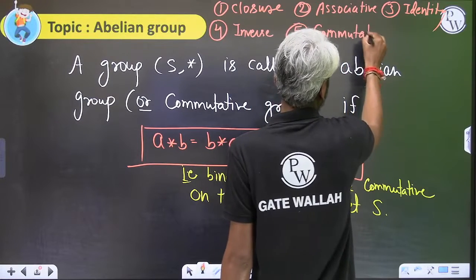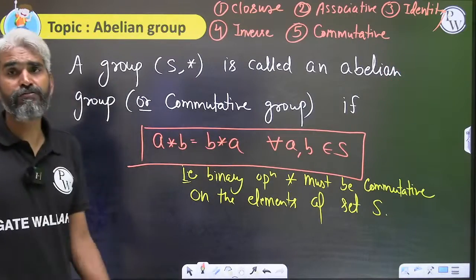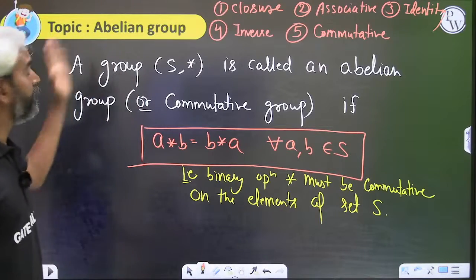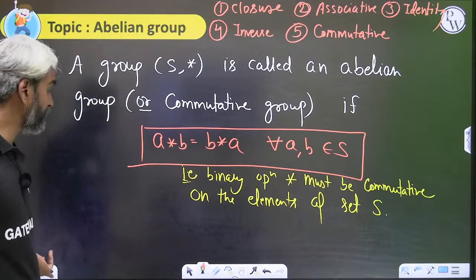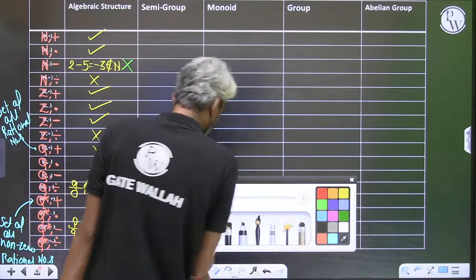So if these 5 properties are satisfied for the elements of set S with respect to binary operation asterisk, then it will be called an abelian group. Anyway, let's try to understand what happened here.